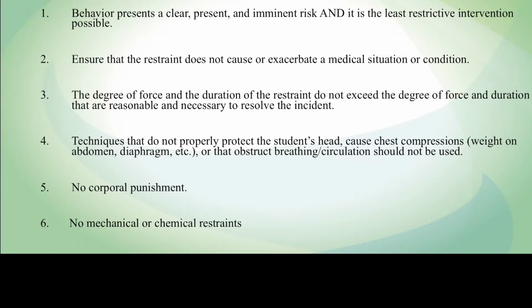Conditions for acceptable use of restraint. Behavior presents a clear, present, and imminent risk to self or others, and is the least restrictive intervention. This is the same definition as for seclusion. Make sure restraint doesn't cause or exacerbate a medical condition. Recommend consulting the school nurse.